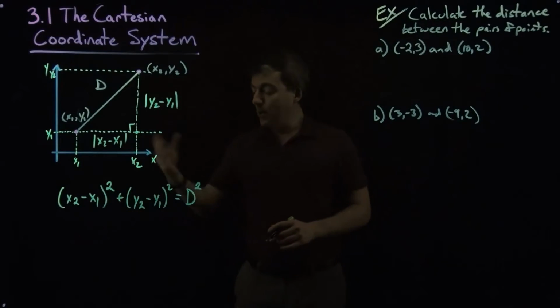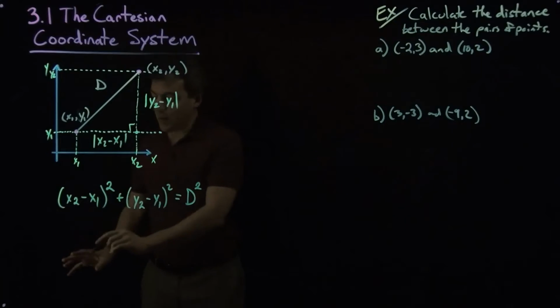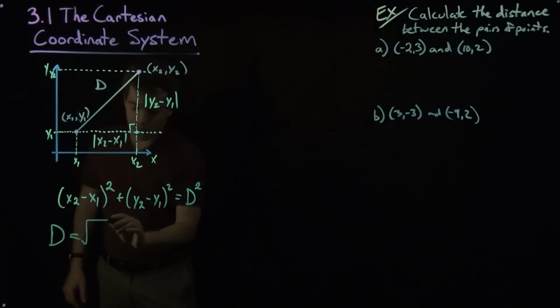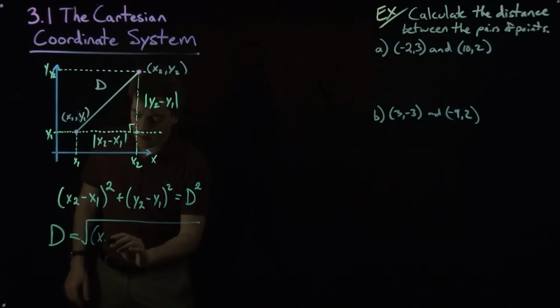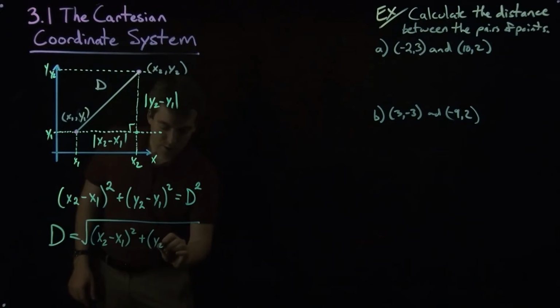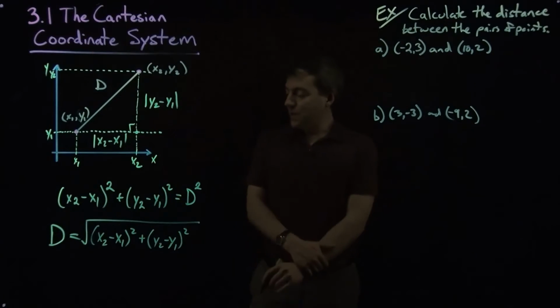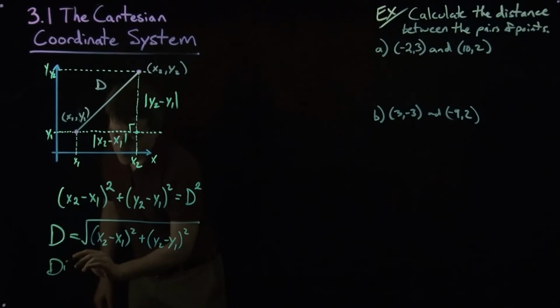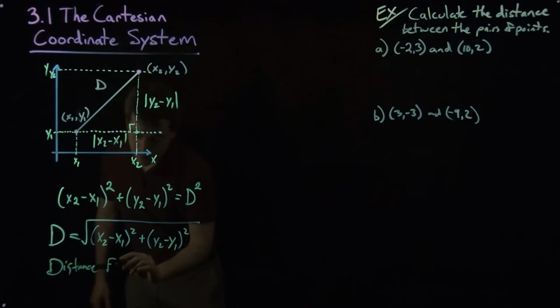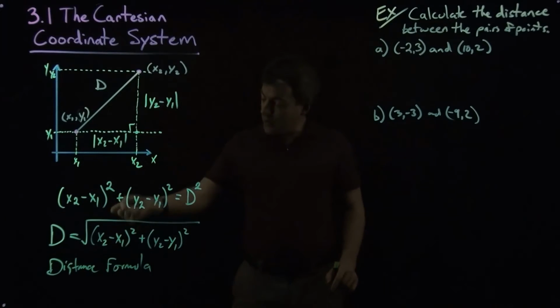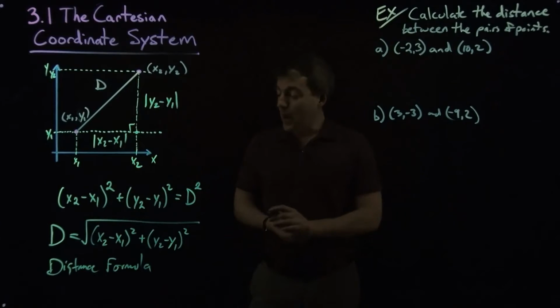So we applied the Pythagorean theorem. Now to get d, we just take the square root of both sides. So I'm going to start with d on the left-hand side. So we'll have d equals the square root of (x2 minus x1) squared plus (y2 minus y1) squared. All right, and this is the distance formula. So if we want to find the distance between 2 points, we just plug it in to this formula, compute this square root, and we'll have the distance.